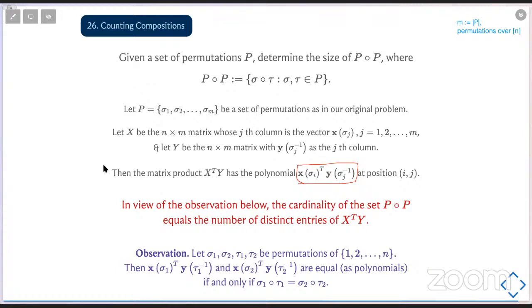But at least does the claim make sense that if you somehow had this matrix product, and if you could count how many distinct polynomials are sitting in this product, that's exactly the count of the number of distinct compositions that there are in P composed P? Give me a +1 if that statement makes sense. Okay, good to know. Thank you.